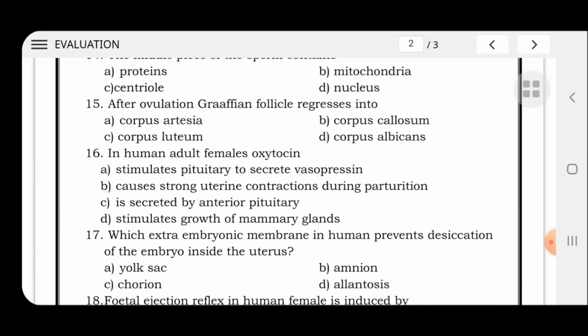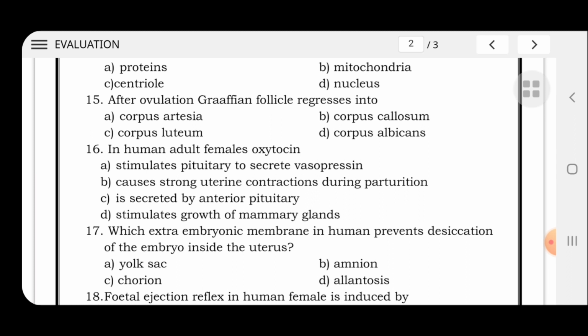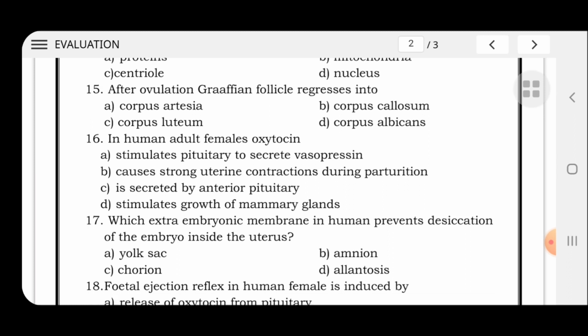After ovulation, Graafian follicle regresses into... After release of the ovum from the ovary, the emptied follicle is converted into a temporary endocrine gland called the corpus luteum. It secretes a hormone called progesterone, which is essential for maintaining pregnancy. After that, the corpus luteum is converted into a scar-like tissue called corpus albicans. Here, the correct answer is corpus luteum.